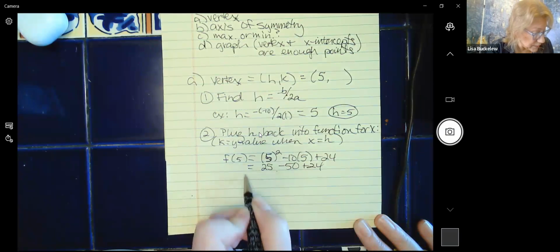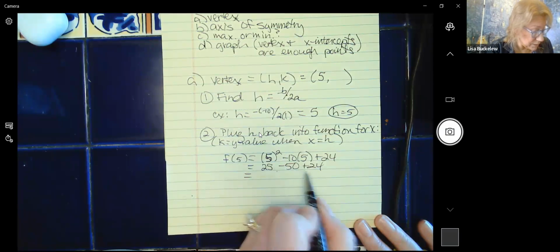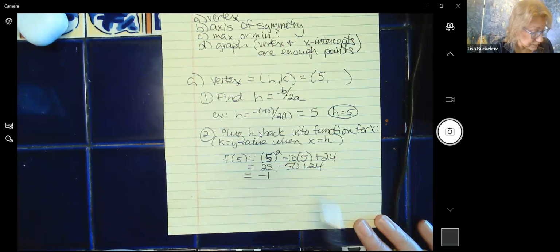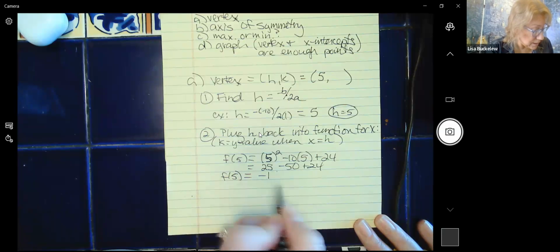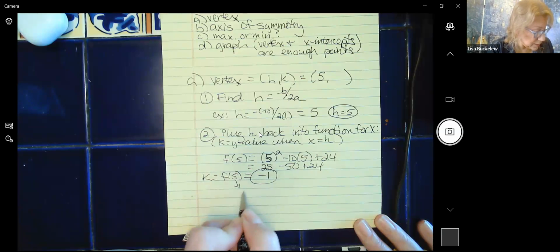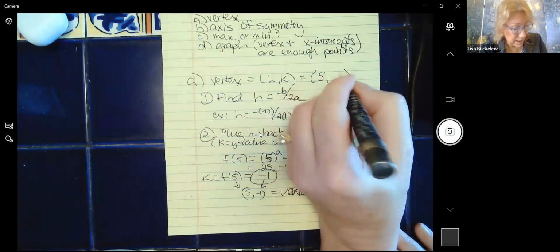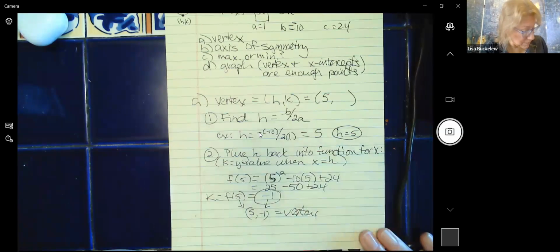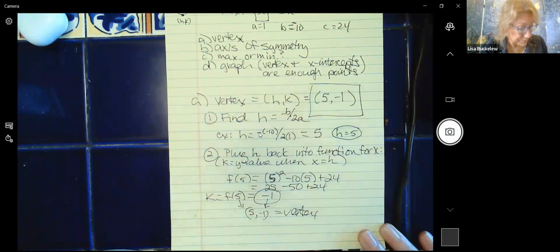Let me see how I can do in my head. 25 minus 50 would be negative 25. Negative 25 plus 24 would be negative 1. Is that right? Yeah. All right, so f of 5 equals negative 1. Okay, well, that's my K value right there. Remember these function statements? F of 5 equals negative 1 means the first number is your X value and what the function equals is your Y value. That's your vertex. If I were going to answer it in my math lab, when X is 5 and Y is negative 1, we are on the vertex for this problem.